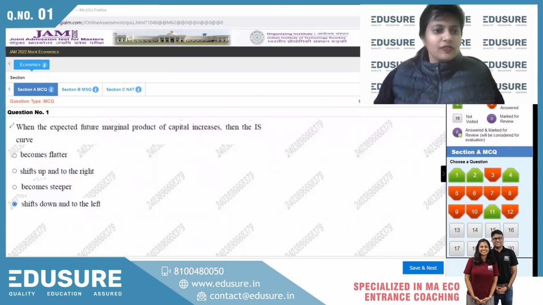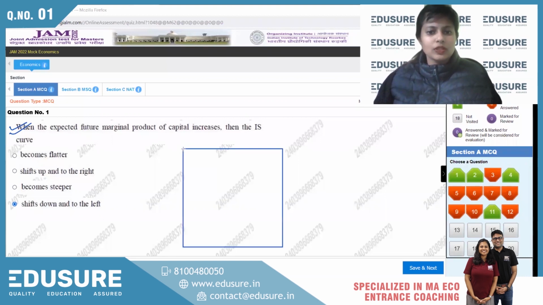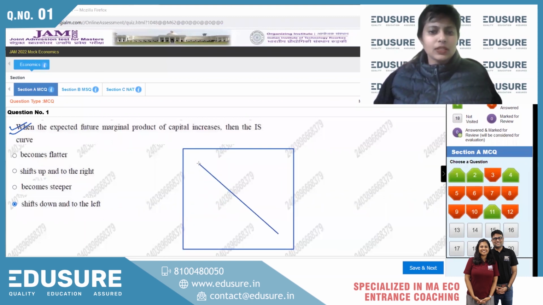All right, so the first question is, when the expected future marginal product of capital increases, that is going to be more demand for investment at the same level of income. So our IS curve is going to shift. Our IS curve is this, right? So it's going to shift up and to the right. So the answer to question number 1 is B.